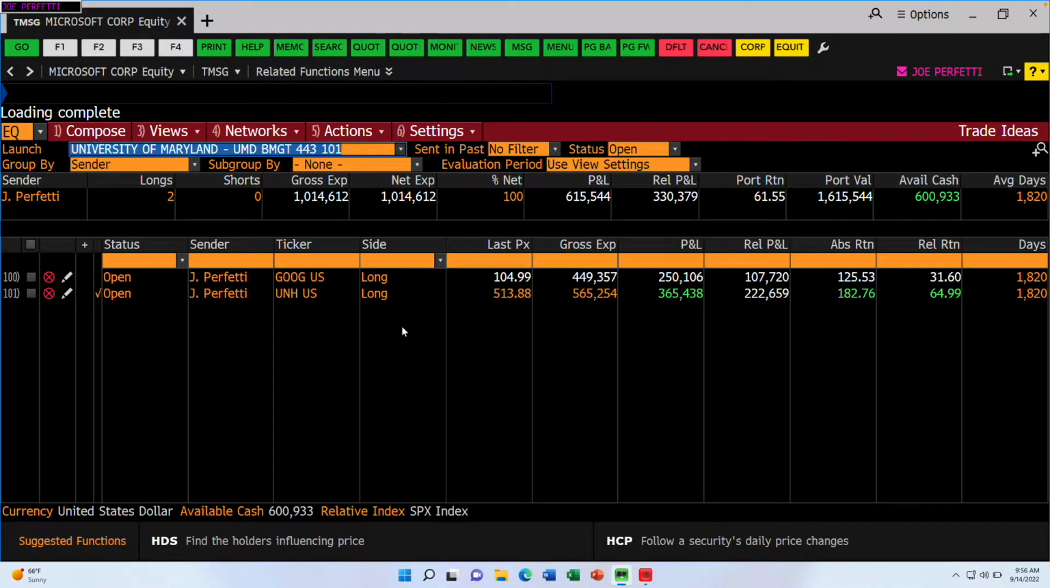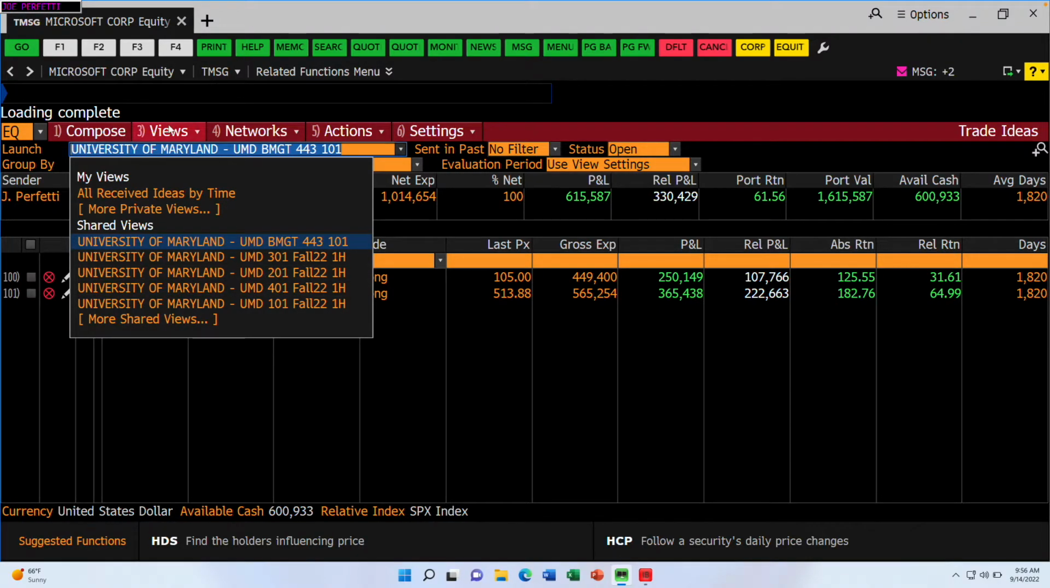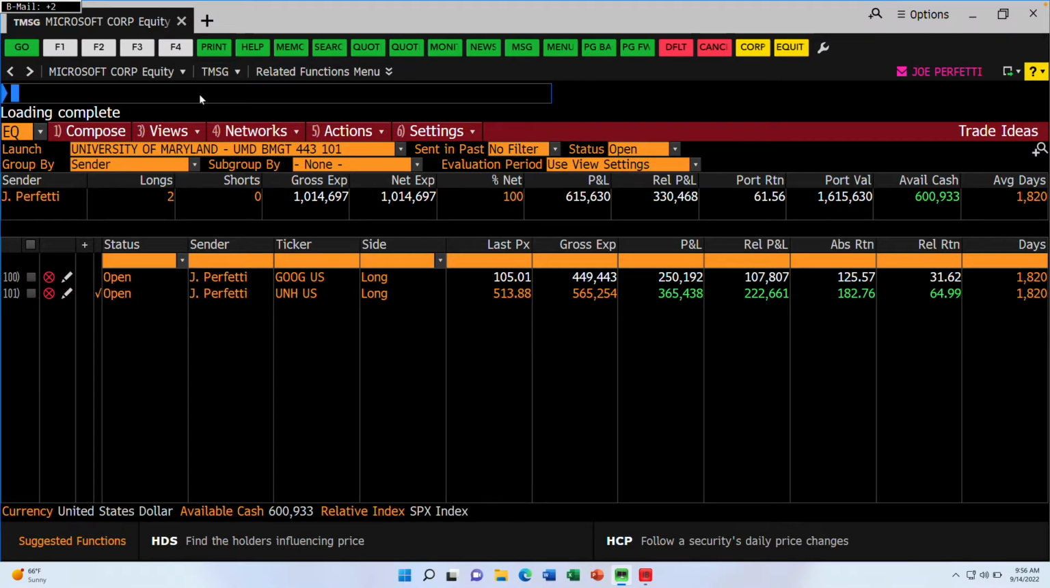Also, what you could do, and you probably saw this in your training, is you can go to W up at the top, which is worksheet.